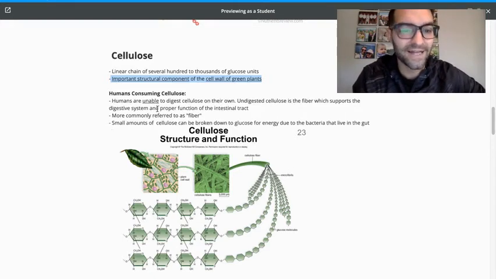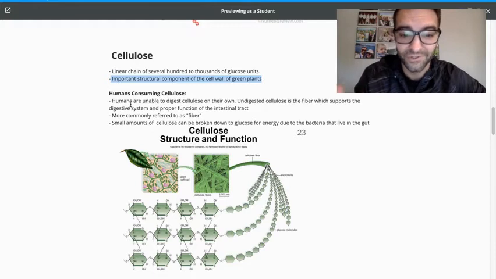So now the human experience, humans are not able to break cellulose apart. So, we don't need to go too much into that, but I find it very interesting.